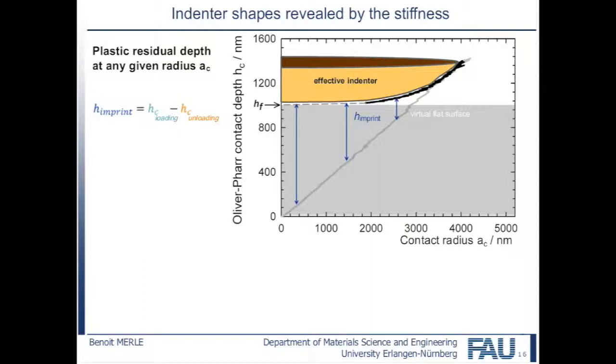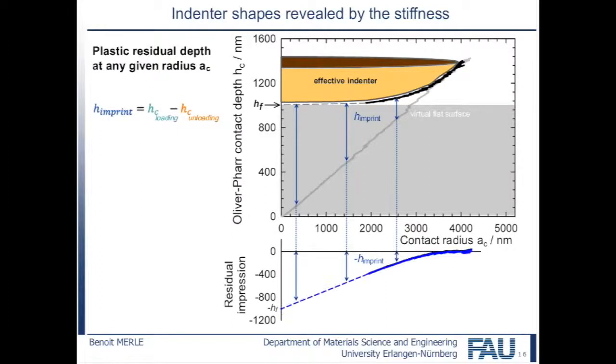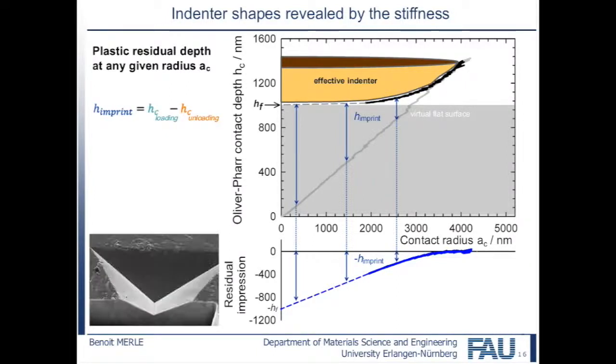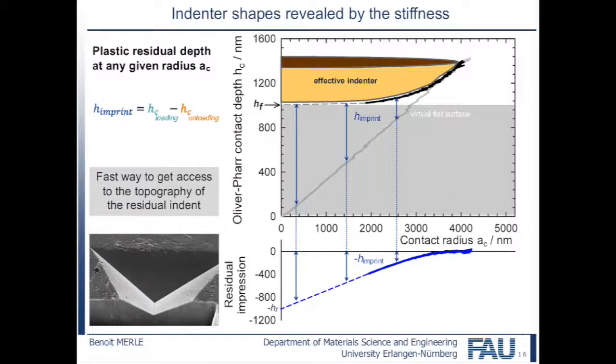So back to our example with fused silica, I just plotted the difference between both curves in the diagram below, and what appears is the residual imprint, the profile of the residual imprint. So that's quite practical because you can tell directly from your indentation data without need for further imaging afterwards.